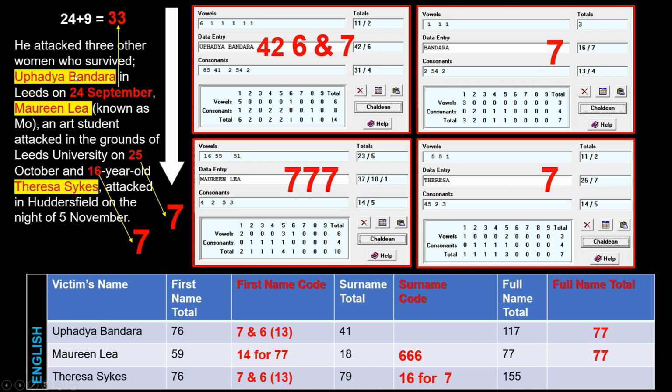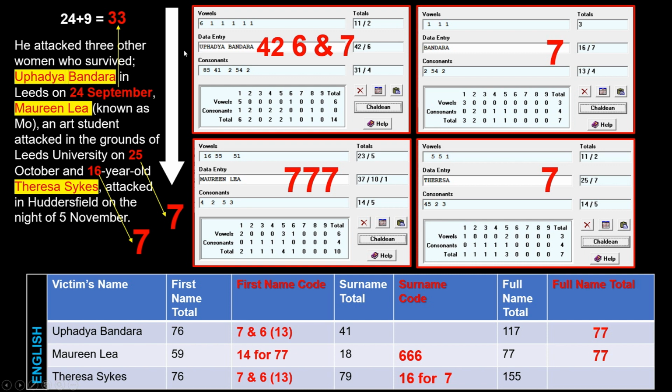Okay, so what I've tried to do here is combine the last 3 attacks, and they all apparently survived. So the first one was Uphadia Bandara, and this was the 24th of September, 24 and 9, 33, for masonry. Maureen Lee, known as Mo, an art student, was attacked in the grounds of Leeds University on the 25th of October. So we've got 2-5 for a 7, and a 16-year-old for a 7 again, Teresa Sykes. And this was the night of the 5th of November, so there's a 5 and 11 for 55 there.